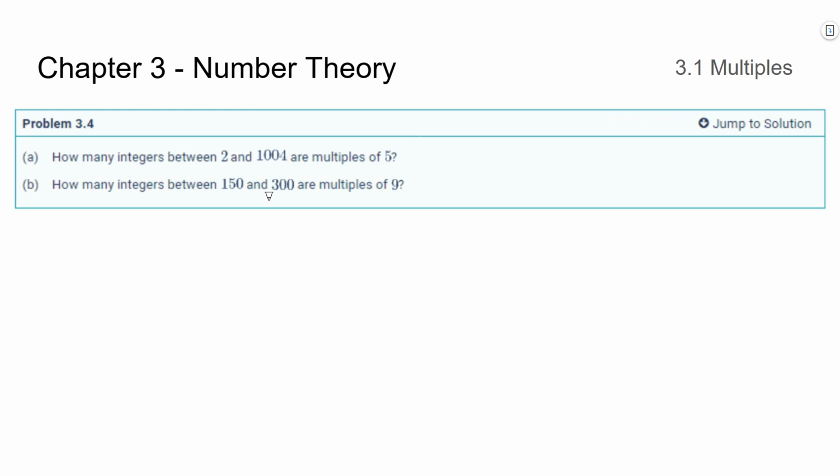All right, so now how many integers between 2 and 1004 are multiples of 5? And how many integers between 150 and 300 are multiples of 9? So go ahead and see if you can figure out a way to do these.